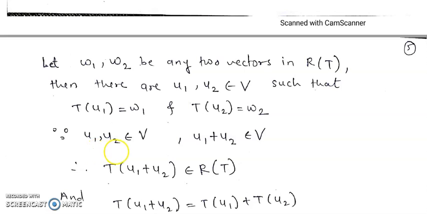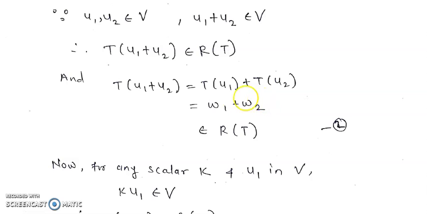Now since u1 and u2 belongs to V and V is a vector space, u1 plus u2 belongs to V. Therefore, T of u1 plus u2 belongs to range of T, and T of u1 plus u2 is nothing but T of u1 plus T of u2, which is equal to w1 plus w2. This belongs to range of T, and therefore we proved that range of T is closed under vector addition.